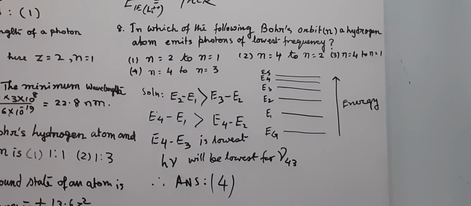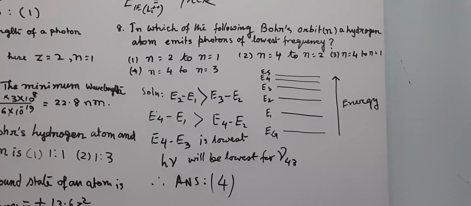Now it is found that E2 minus E1 is of course greater than E3 minus E2, because energy gaps reduce, and similarly E4 minus E1 is greater than E4 minus E2. So from here it is found that E4 minus E3 will be the lowest one. So h nu will be lowest for E4 minus E3. So your answer will be choice number 4.